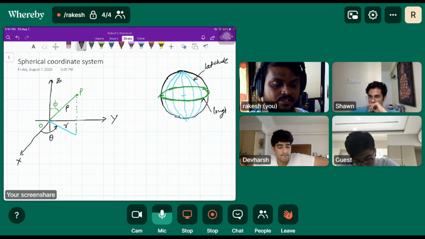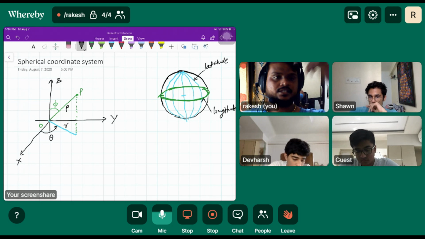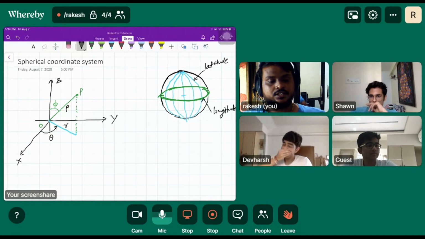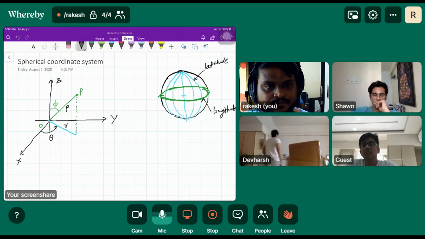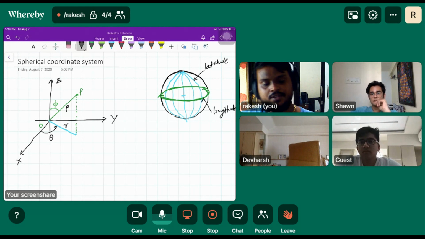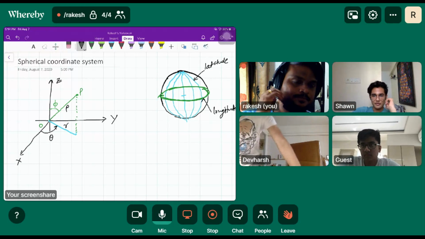This green circle is longitude, and the circle going like this vertically is latitude. So line OP makes an angle phi with the z-axis, and the projection of the line, sorry, the opposite.